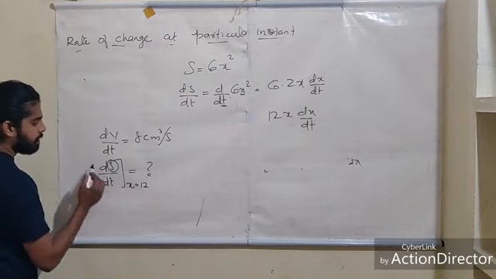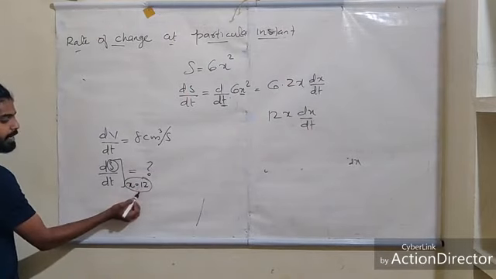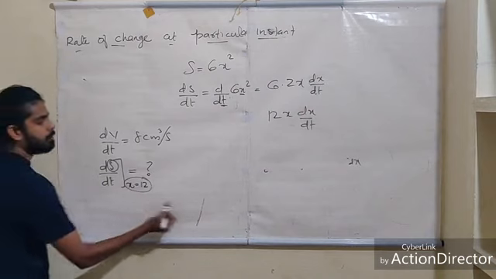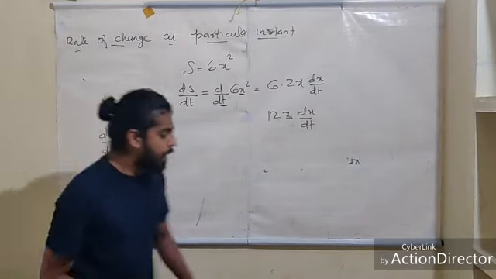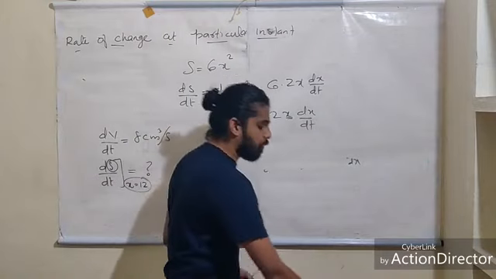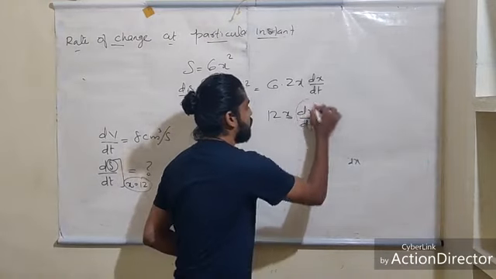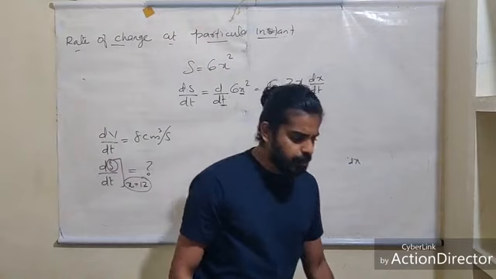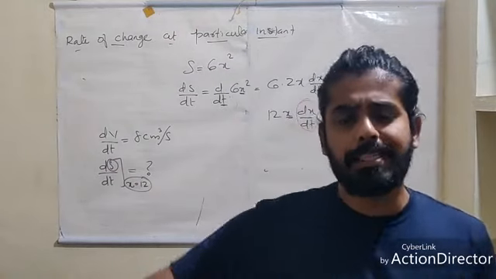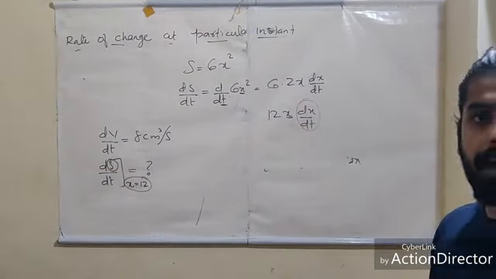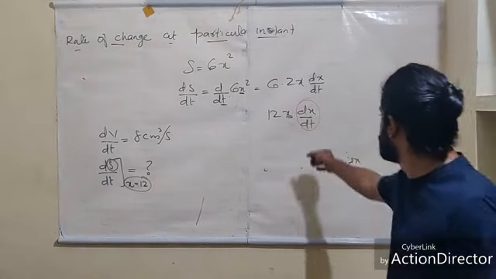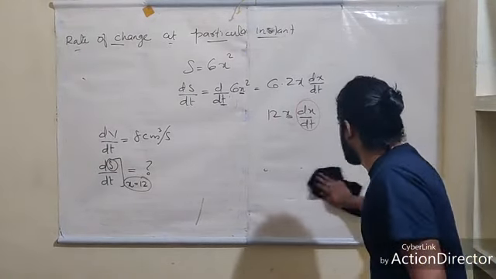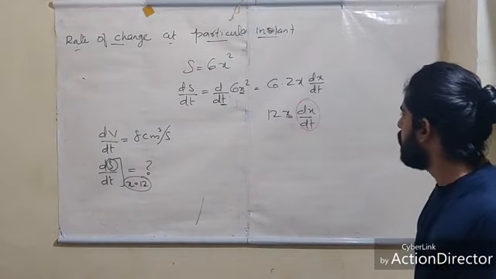So you are asked to find the rate of change when x is equal to 12. At an instant when x is equal to 12, we can substitute 12 in place of x. But what will we substitute in place of dx by dt? It is not provided. dx by dt means rate of change of edge length with respect to time. It is not provided in this question. So we have to find dx by dt before we go into this.